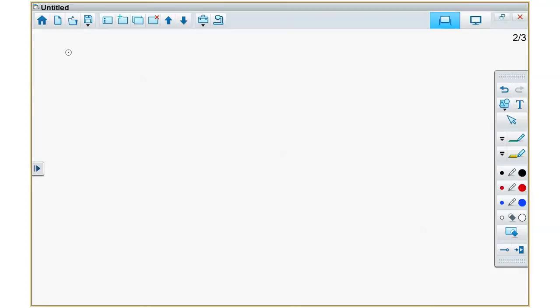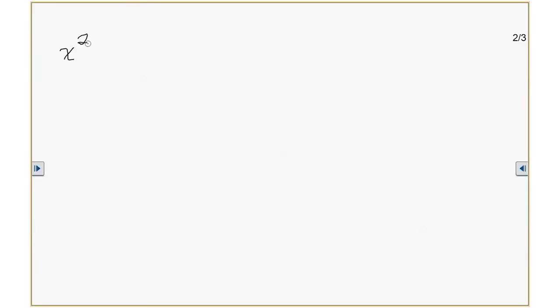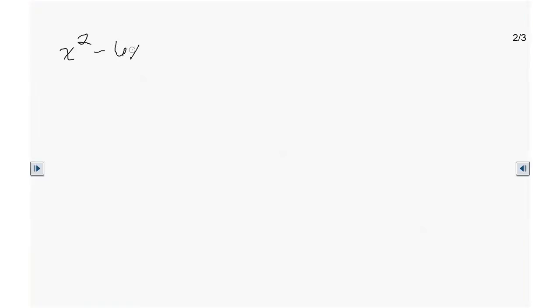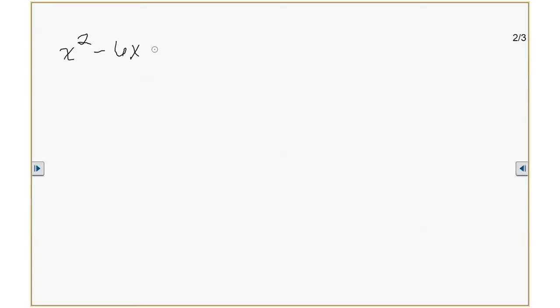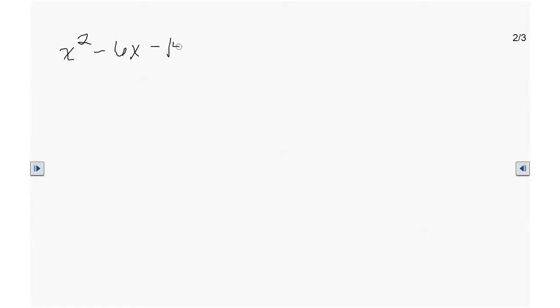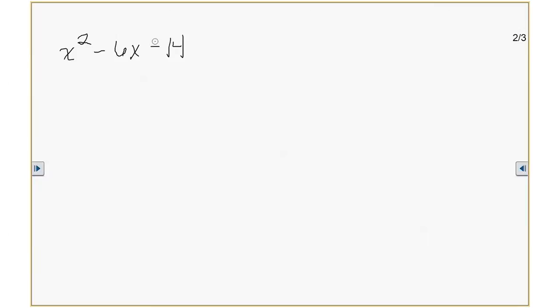Let's go with one more easy one. X squared minus 6x, I'm sorry, plus 14 equals 0.